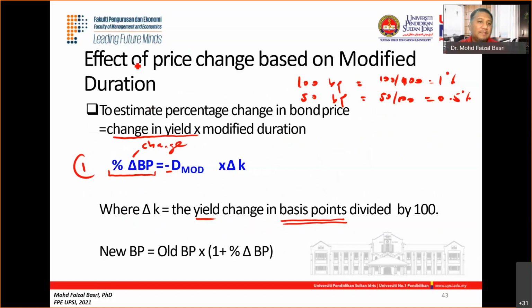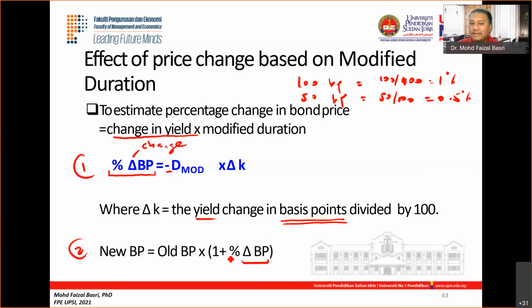We want to see the effect on price. Second, we're going to use this information here and add it to 1. So again, if it's positive, you're going to get 1 point something. But if you get a negative here, it's going to be 0 point something. It will be less than 1 because you're going to minus.